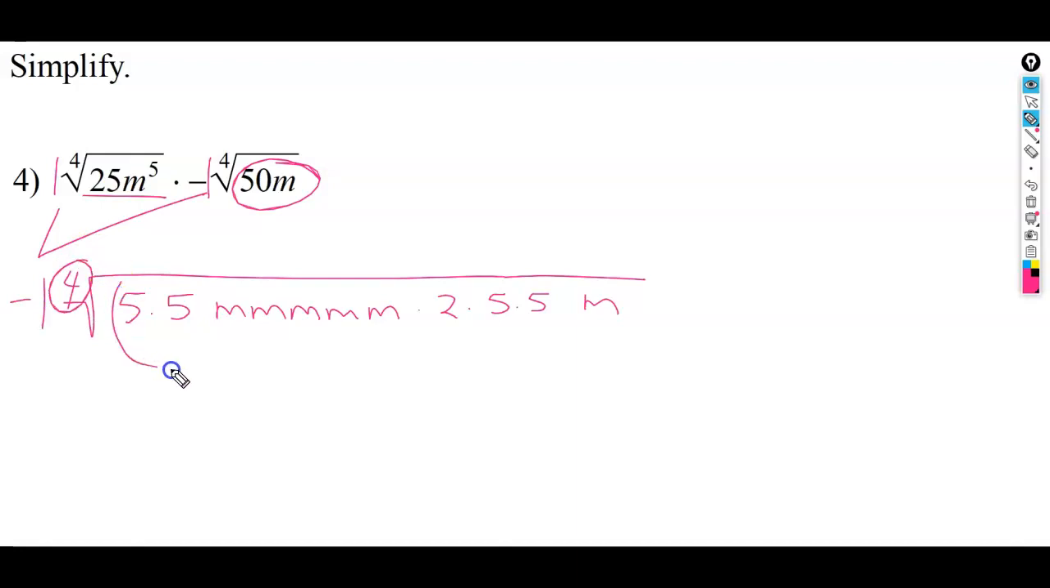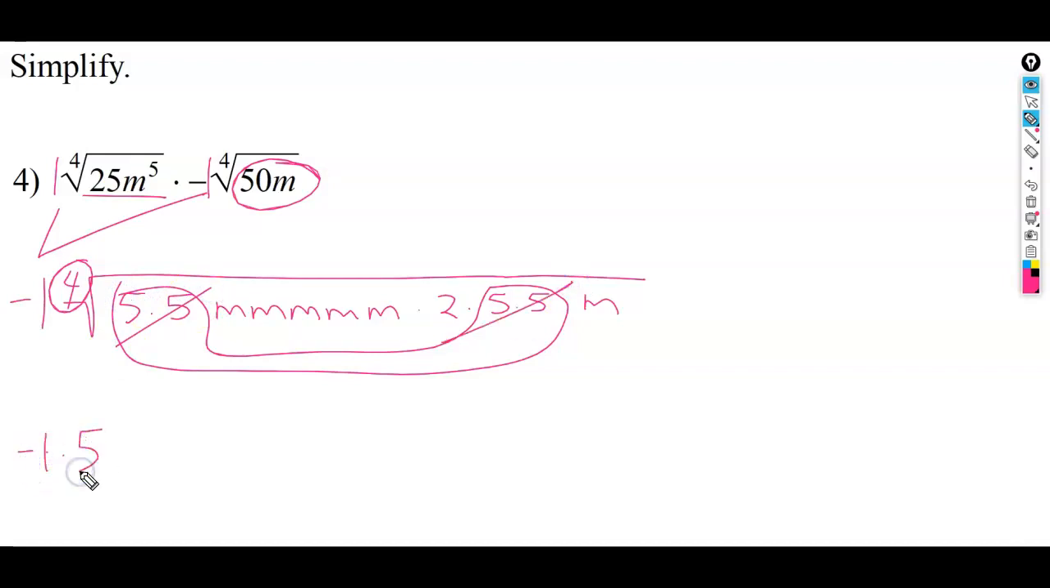So I've got 4 5's here, right? And so every time you have a group of 4 that match, you could cross off the group of 4 and put one of those numbers on the outside. So 5 on the outside. I also have 1, 2, 3, 4 m's right there. So I can put an m on the outside as well. And I don't see any other groups of 4. So on the inside we still have an m, a 2, and another m.